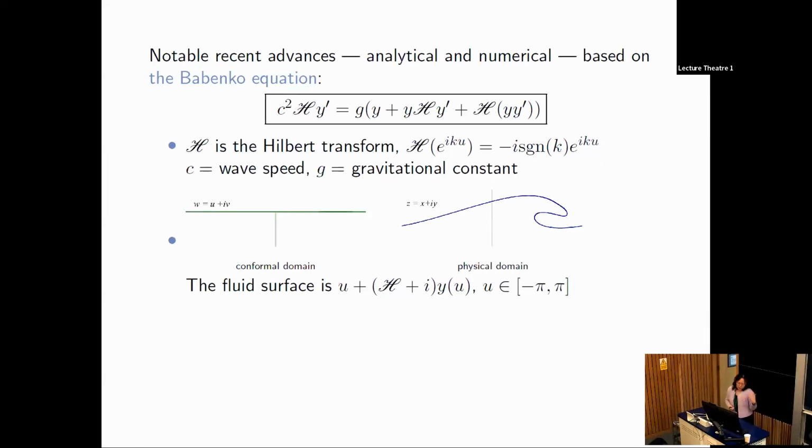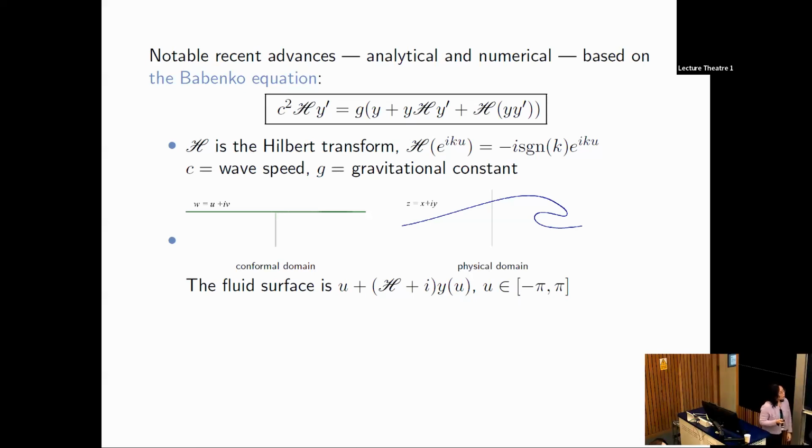Now, some recent advances in this problem, both analytical and numerical, are based on the reformulation of this problem to the Babenko equation that you see here in the box. For those of you who are not familiar with the Babenko equation, I have to say that this is not a simplified model equation. This is a reformulation of the full Stokes wave problem, which is to solve the Euler equation in the fluid together with the two nonlinear boundary conditions at the fluid surface. There is no approximation that goes into this equation.